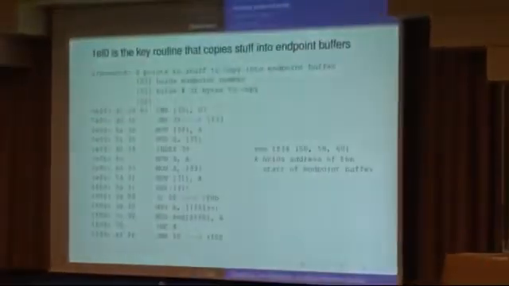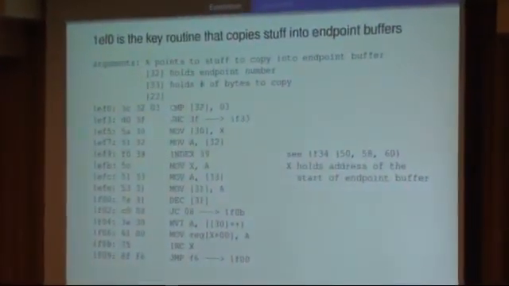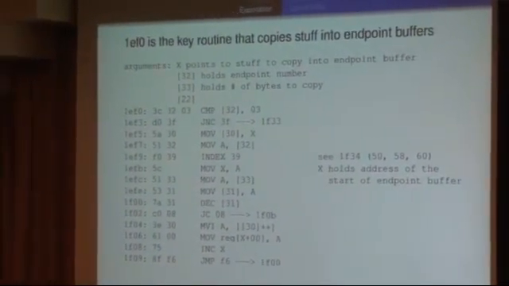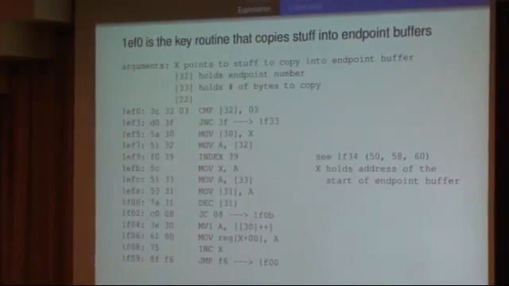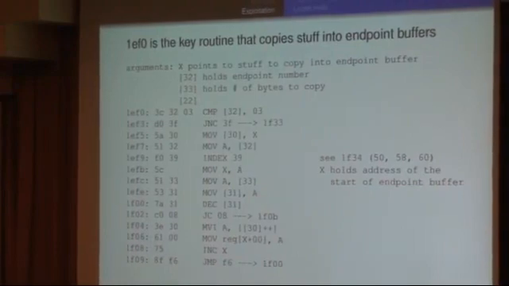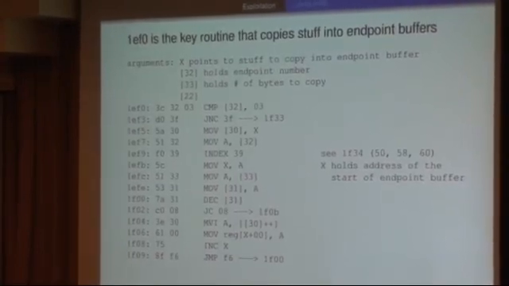Okay, so there's a routine in the firmware that actually copies stuff into the endpoint buffer, and this is the routine. The keyboard firmware has to decode this matrix and figure out what key was pressed, and there's a memory location where that stuff is stored. So that address is put into a memory location, which one is it? I guess that's X.